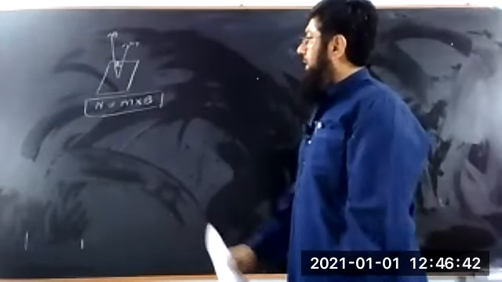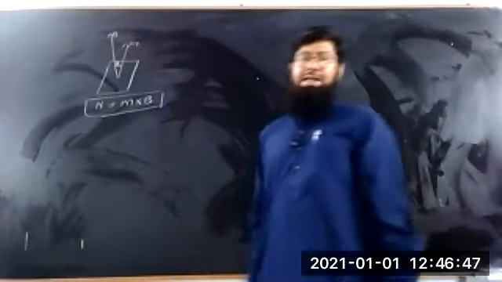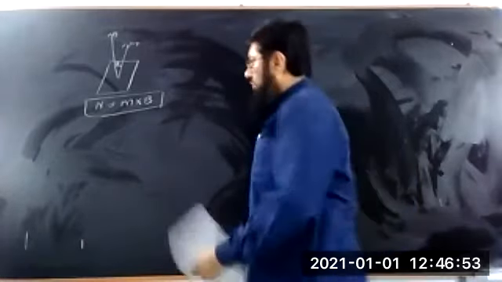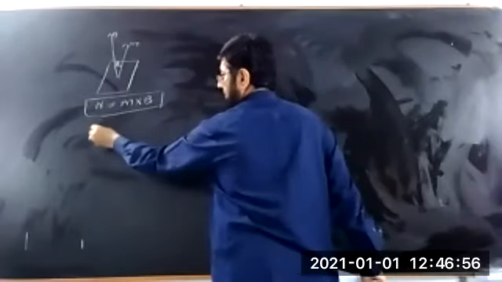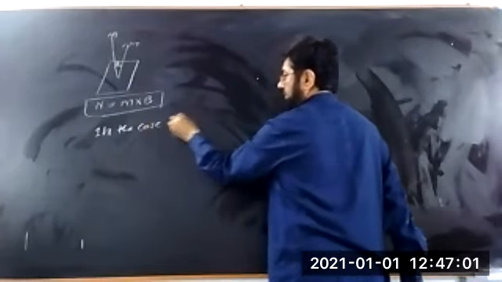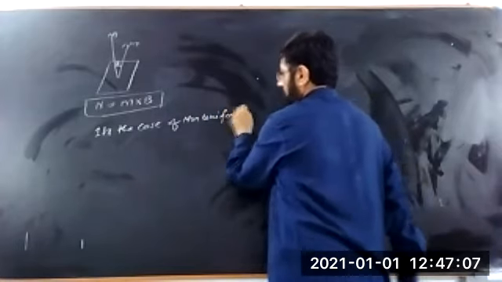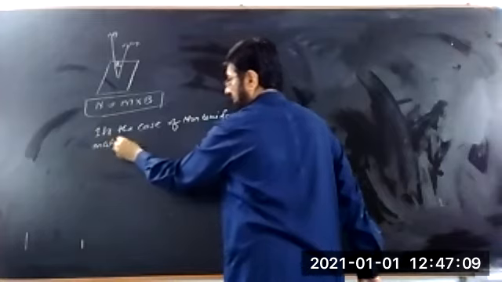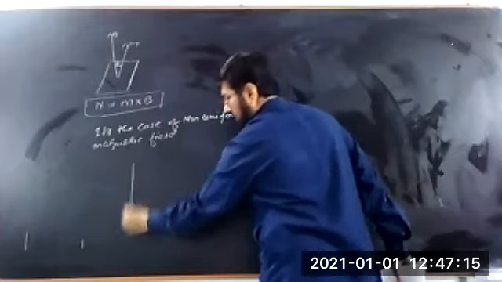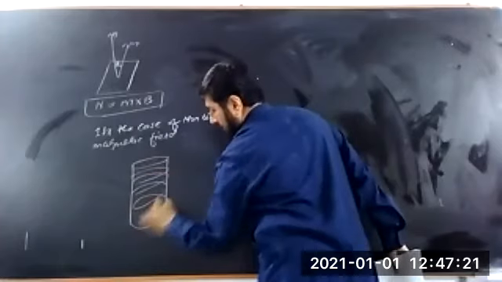So now this magnetic field B is the uniform magnetic field. Now if the magnetic field is non-uniform, then what happens? In the case of non-uniform magnetic field, for example, this is the solenoid and these are the windings of this solenoid.